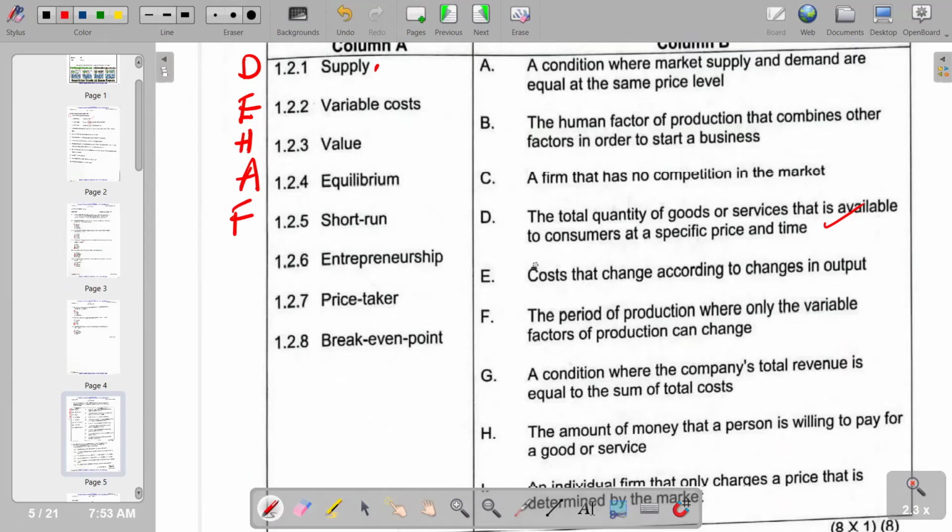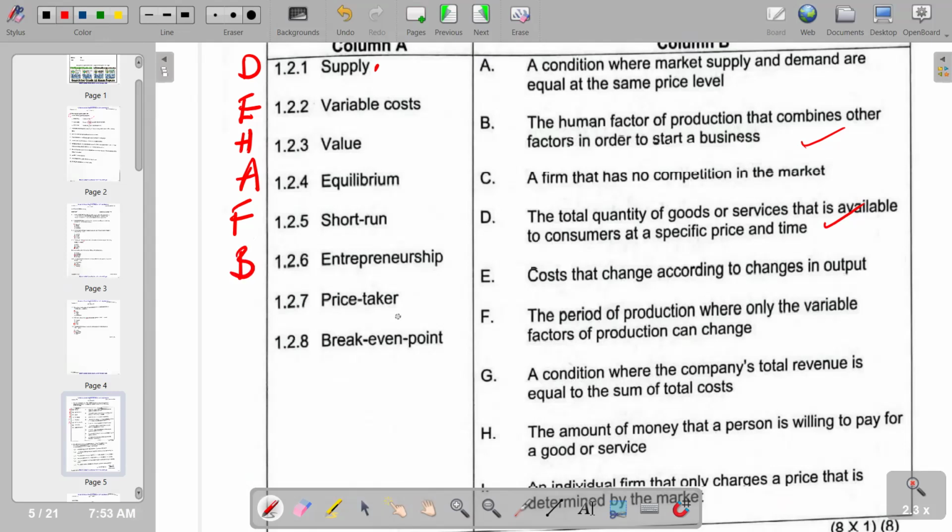Then entrepreneurship, we know that entrepreneurship is the knowledge to use those factors of production to produce goods and services and make profit. So we have our explanations and try to see what matches that. So if you go to B, the human factor of production that combines with other factors in order to start a business is the correct response, which is B.